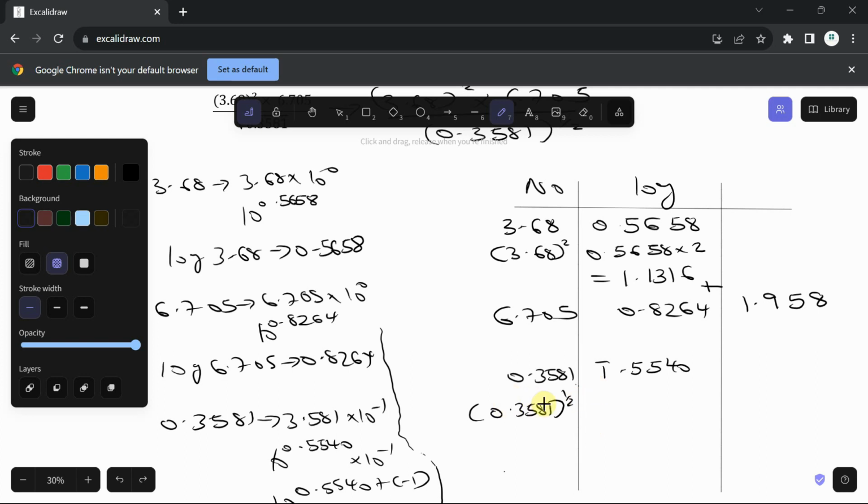I already have the log of it, which is bar 1.5540. So this will just be times 1 over 2, or basically dividing this by 2. Remember what we said from the beginning? If we have something like this, we're going to break it down into something that I can express in terms of 2. So that will be bar 2 plus 1.5540.